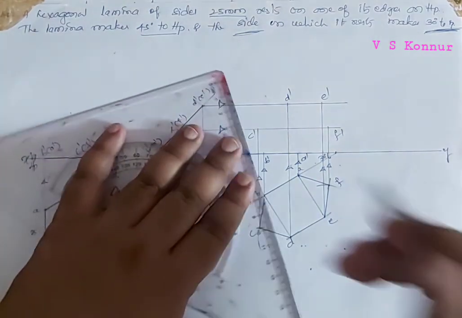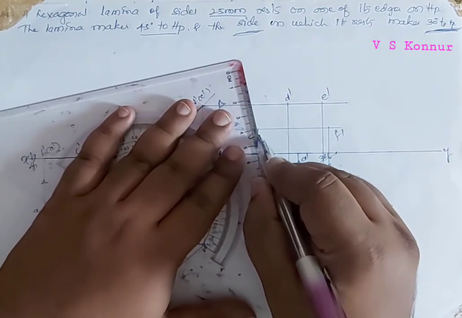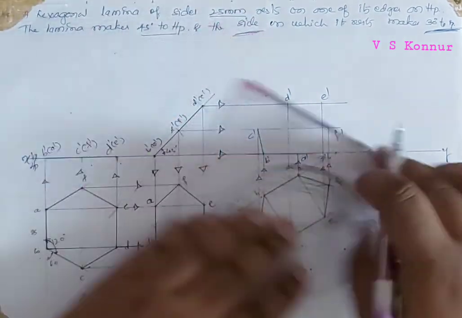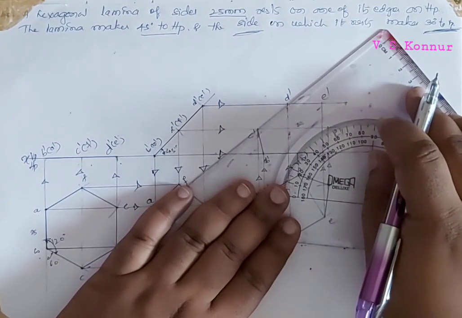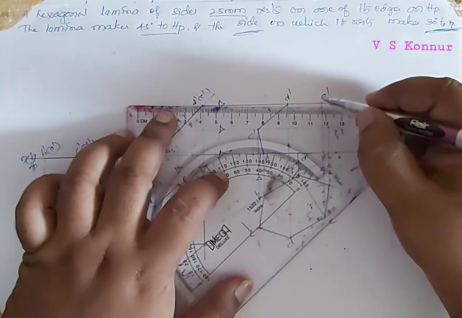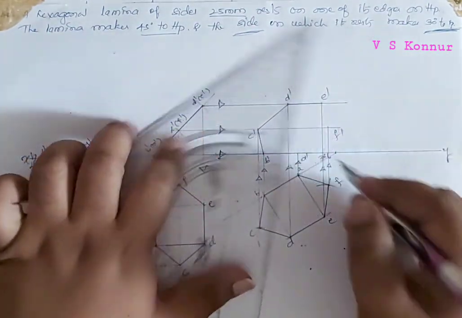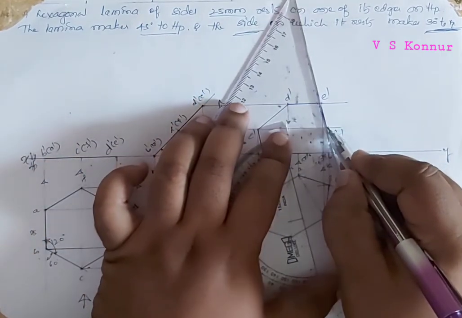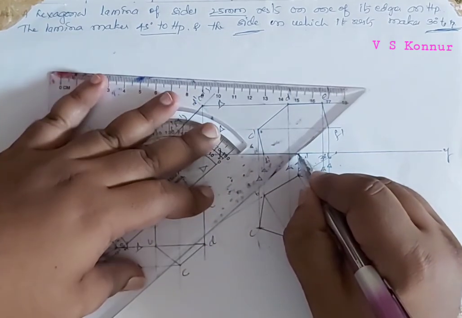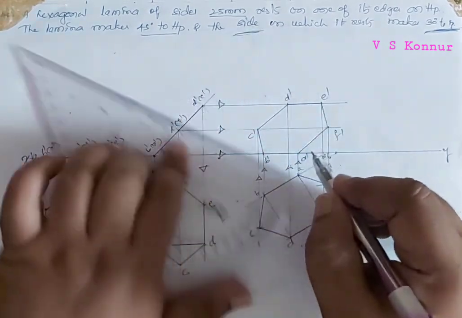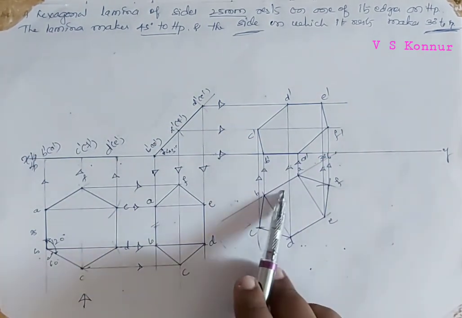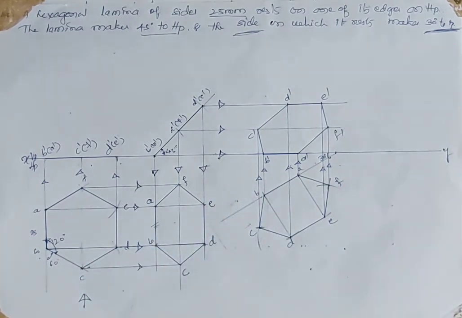Now we join all the points with dark lines. That is B to C, C to D, then D to E with the dark line, E to F, then A to F, then A to B. So this is how to draw when an edge is inclined in the third position at an angle of 30 degrees and resting on one of its edges.